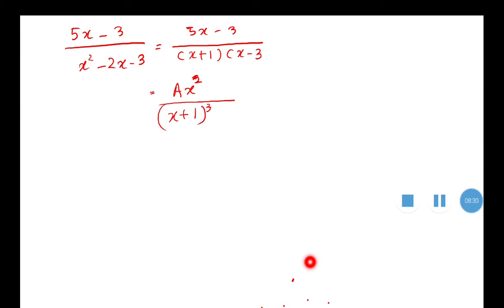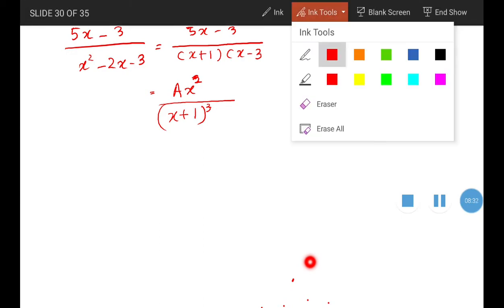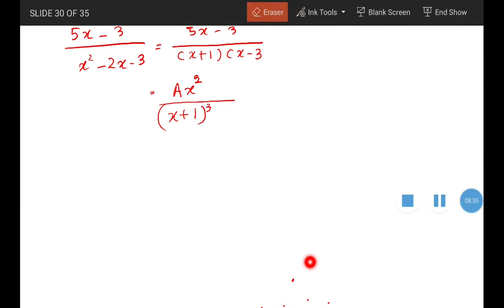Okay, let me erase this first. Is there a square? No square, right? This, okay.